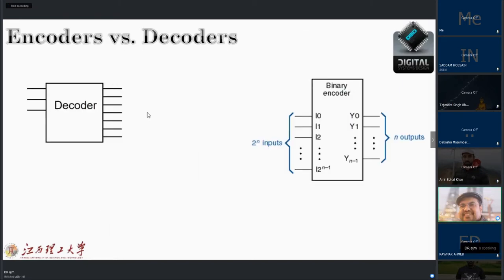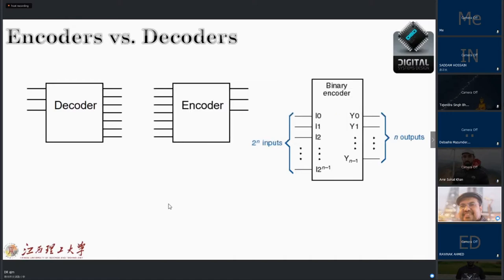Anyway, let us see what exactly a decoder and an encoder are. If we want to compare them a little bit and state the difference between them, they are represented with this shape. This is the decoder and this is the encoder.